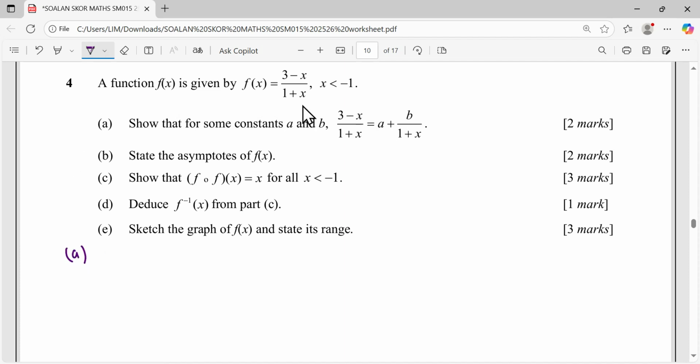So firstly, observe your rational function. Is it a proper or improper fraction? The numerator is linear, and the denominator is also linear. So they have the same power, which means that this is an improper fraction. An improper fraction can be expressed in this form by the concept of long division.